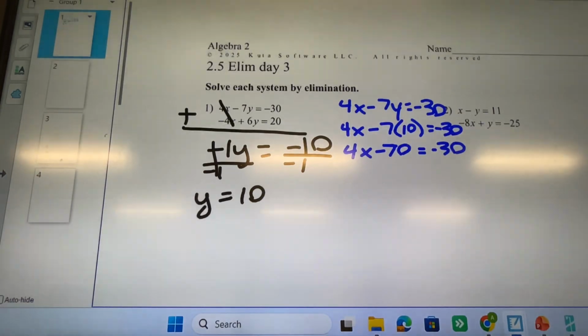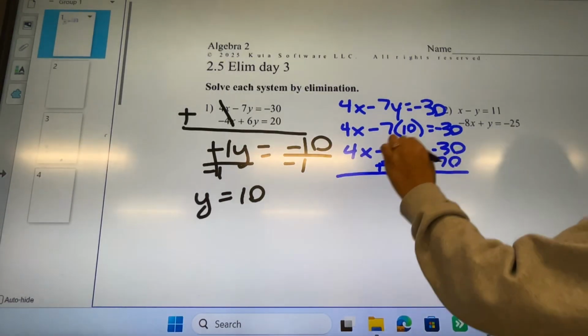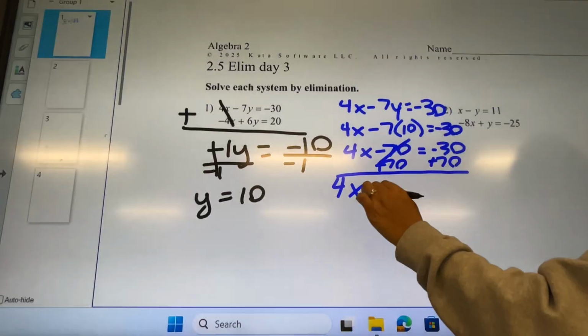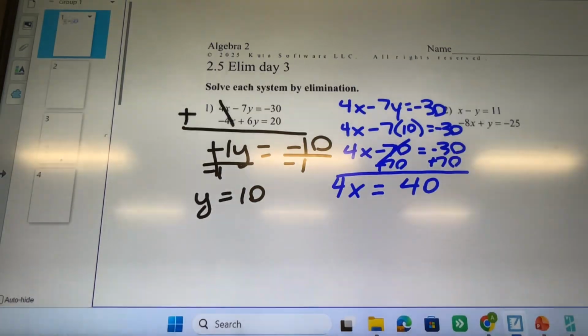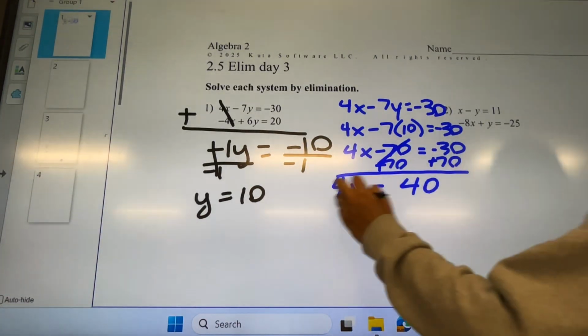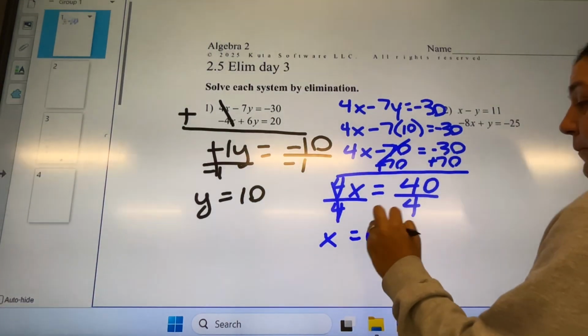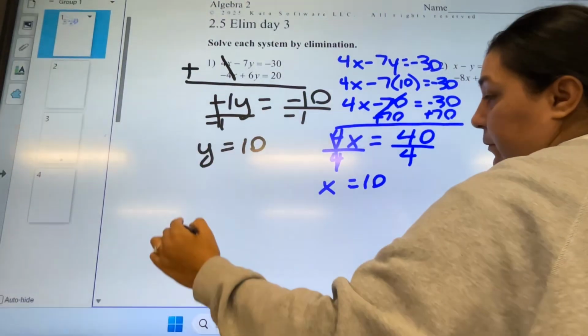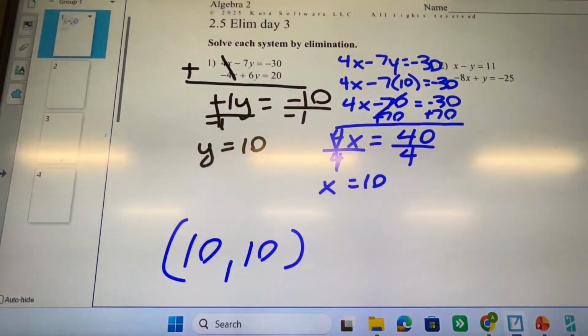Okay, and then we're going to add 70 to both sides. So I got 4x equals 40. Negative 30 plus 70 is 40. And then we're going to divide by 4. X equals 10. So we've got 10, 10 for our coordinate.